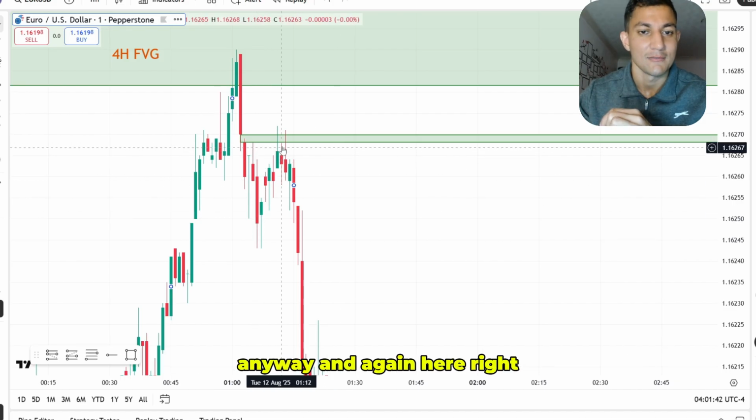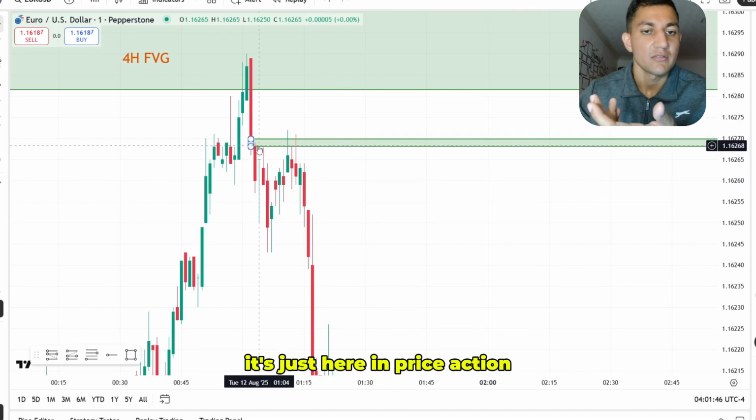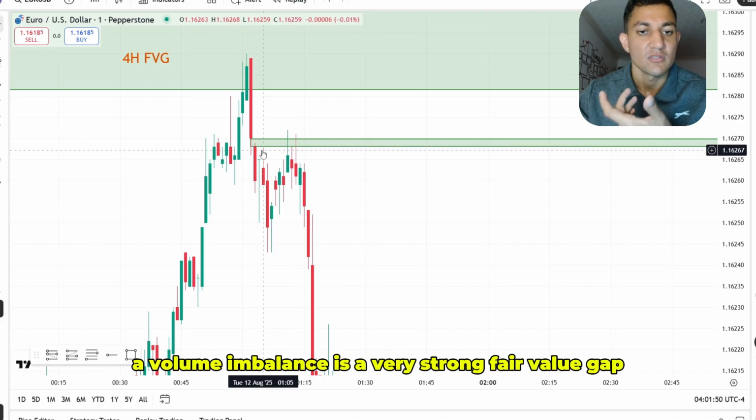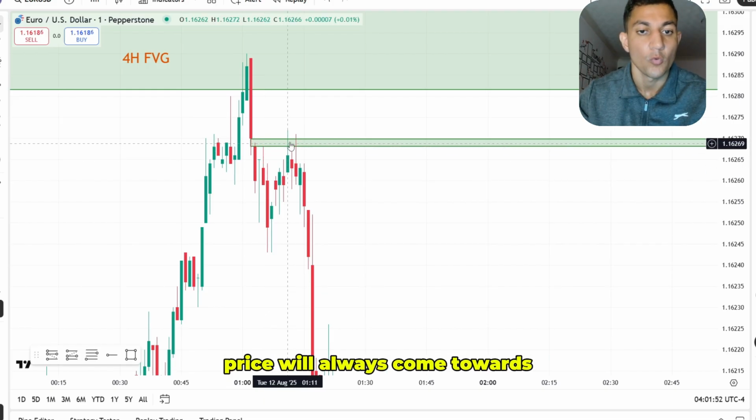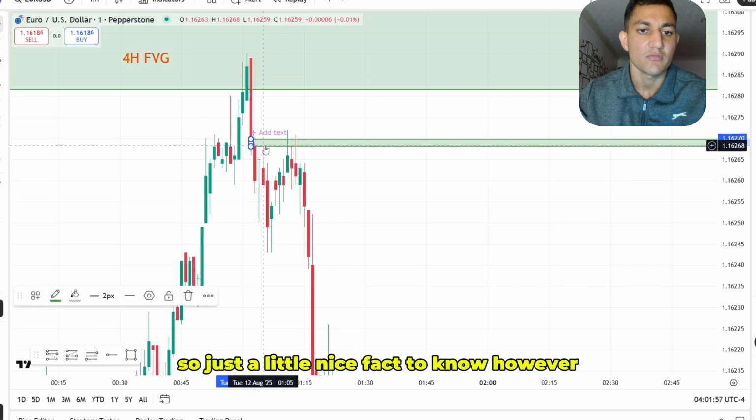But anyway, and again here, right? Anyway, you do not need this at all for the strategy. It's just here in price action. This is a very strong fair value gap. A volume imbalance is a very strong fair value gap. Price will always come towards these volume imbalances here. So just a little nice fact to know.